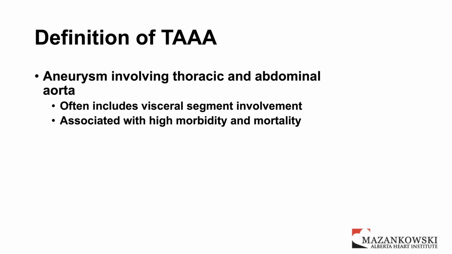Just in brief, thoracoabdominal aortic aneurysm is any aortic aneurysm that involves both the thoracic and abdominal components. It often includes the visceral segment, and it's definitely associated with higher morbidity and mortality than aneurysms that are isolated to the ascending aorta, even the aortic arch or descending thoracic aorta.